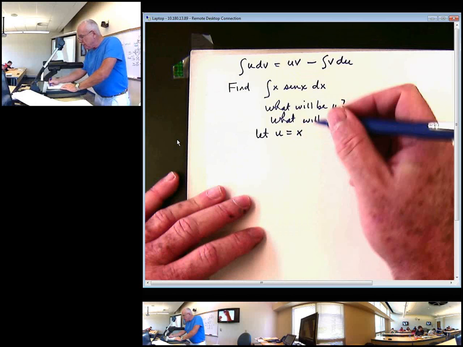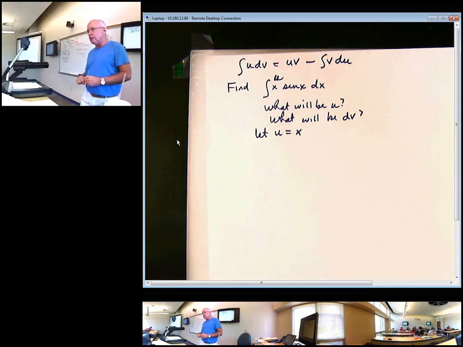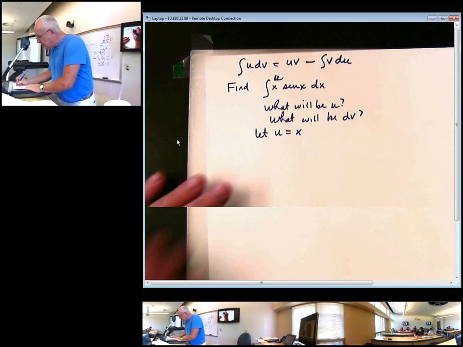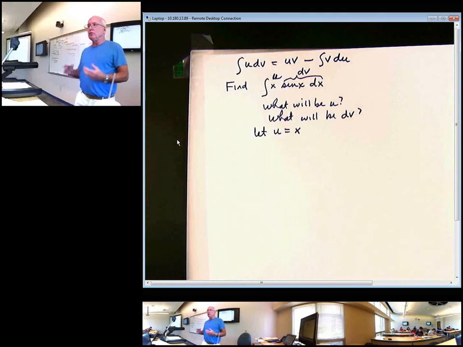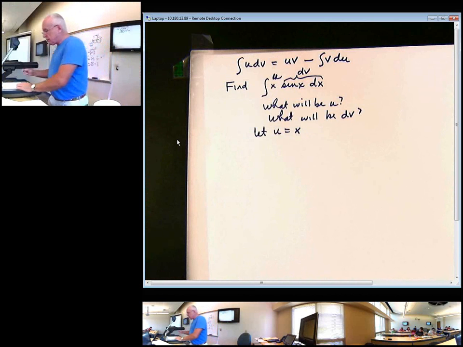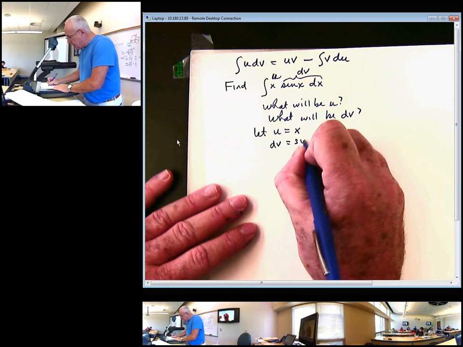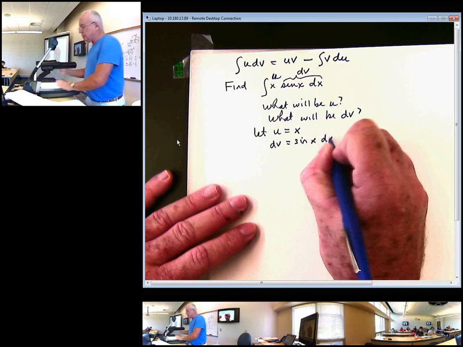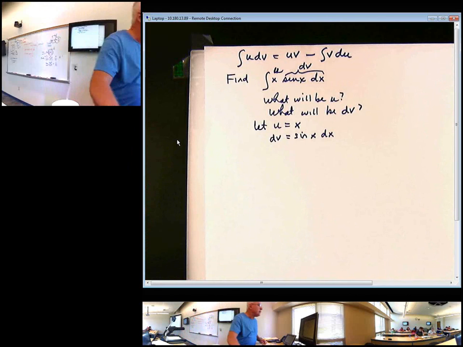That's right here. So I'm going to put a u here on top of that x. Let u equal x. And the rest of it then has to be dv. That's the whole integral, u dv. So if u is equal to x, then the whole rest of it, dv, is equal to the sine of x dx, like that. Okay. We have to have everything present.